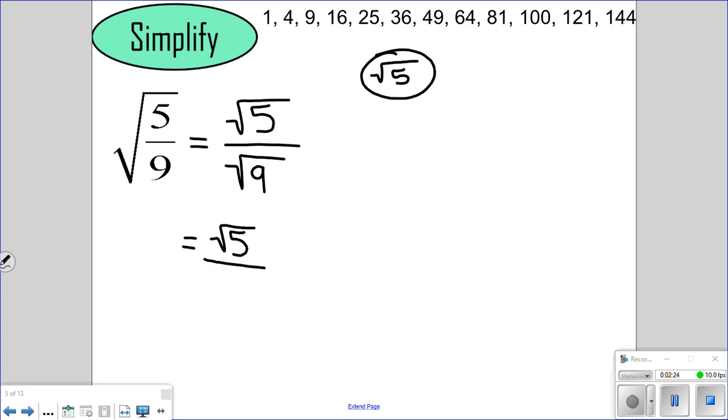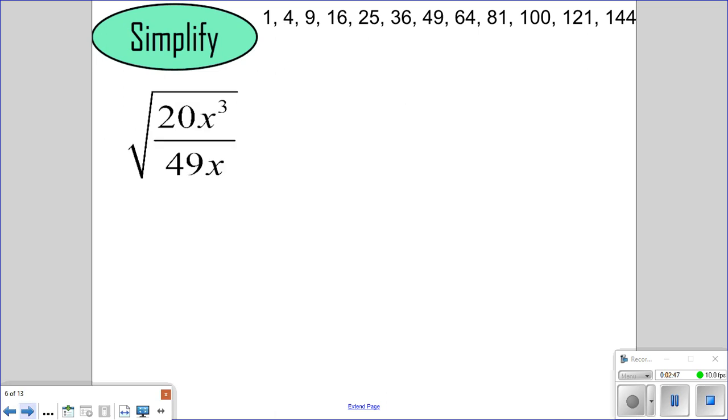Now the square root of 9, that actually is a perfect square, so we can break that down. The square root of 9 is 3. So we can write 3 on the bottom. And if you look at our three rules for something to be in simplest form, this actually follows them. So we have arrived at our final answer, which is square root of 5 over 3.